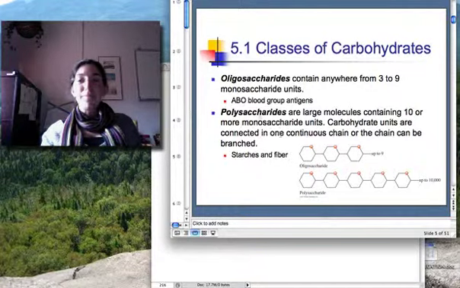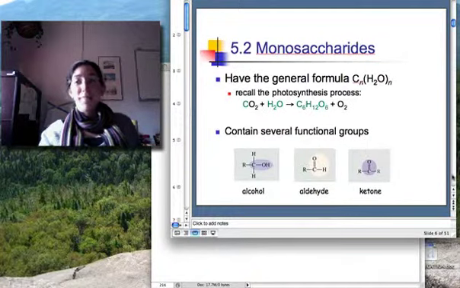Okay, so polysaccharides, there's a couple of forms of them. We're going to talk about the two different forms of polysaccharides being starches and fiber. And actually there's a third form called glycogen, which is in animals, and we'll talk about that too. But polysaccharides are just long strings of monosaccharides, poly meaning many.